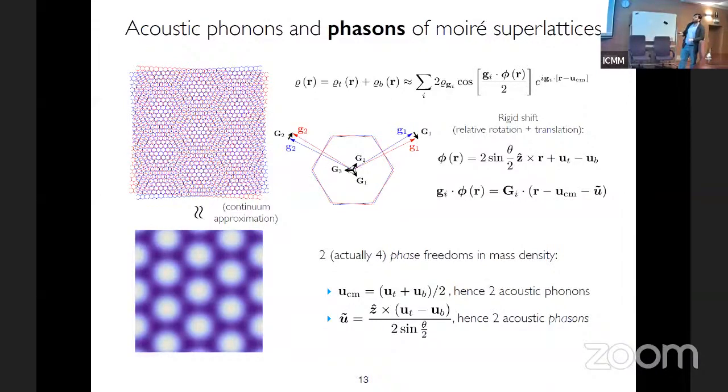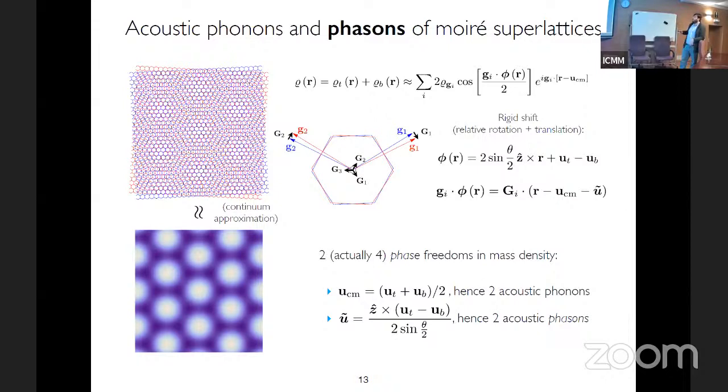So the moiré pattern is nothing but an interference pattern, because we are basically summing two periodic functions corresponding to the distribution of ions in the two layers. And the form of this, the total density, is going to be of this form. So there is a modulation of the amplitude of this mass wave that is precisely controlled by the stacking configuration.